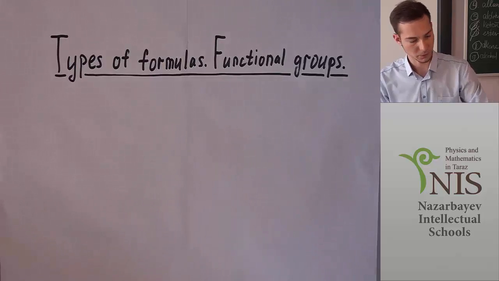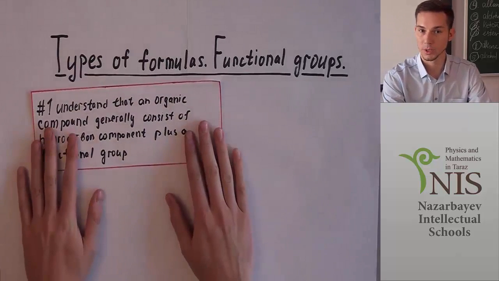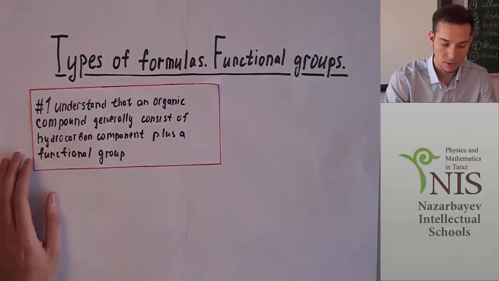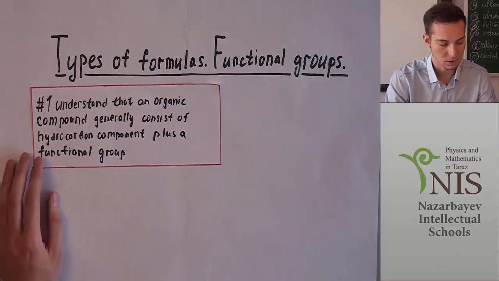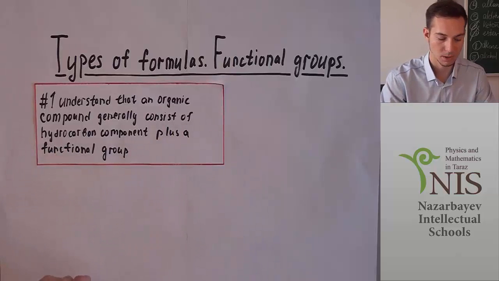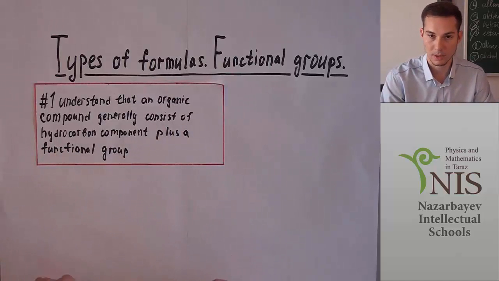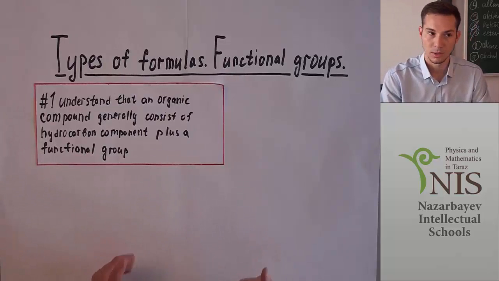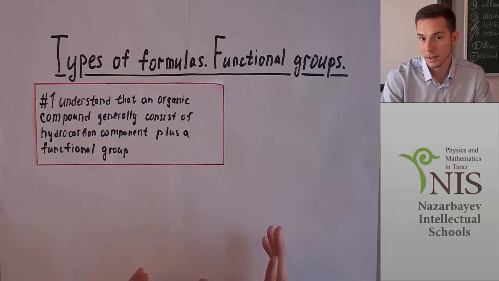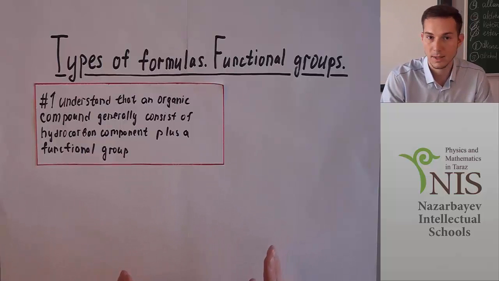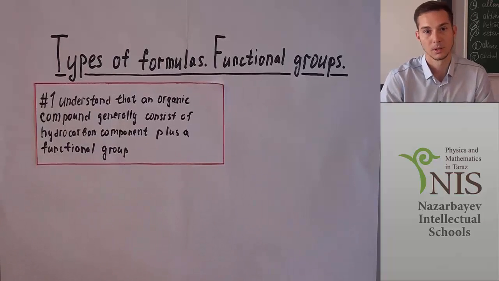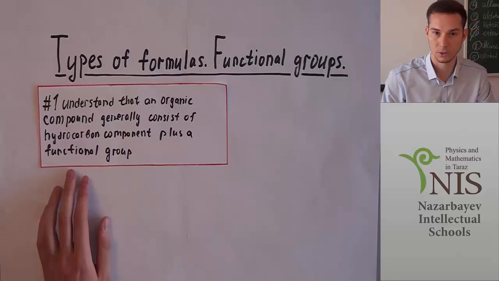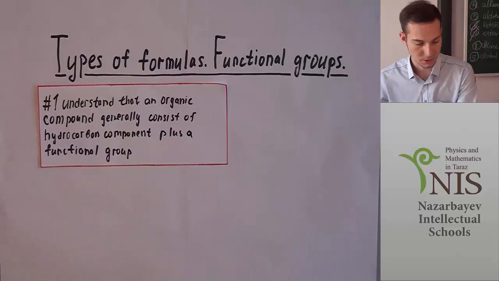Let's try to figure out, are we okay with objective number 1? So, our objective number 1 was to understand that an organic compound generally consists of a hydrocarbon component plus a functional group. Are we okay with this? Yes, I think we are okay. We noticed that in general carboxylic acids, ketones, aldehydes, esters and other functional groups include a hydrocarbon component plus a functional group. Great.